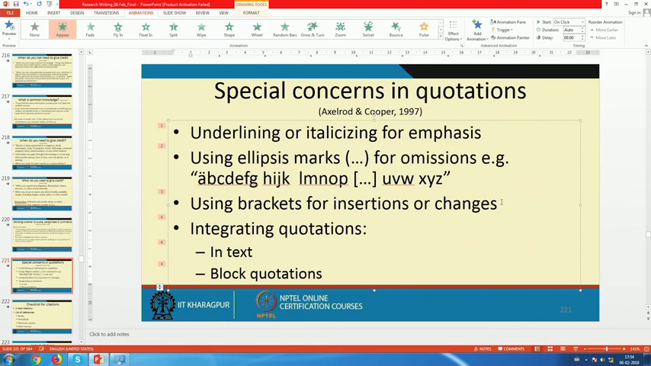Now, if you want to insert something, then again you use brackets, but the type of brackets that you use will depend on the journal that you are referring to, or the standard practice used in your institute or university, wherever you are studying or wherever you are doing your work.